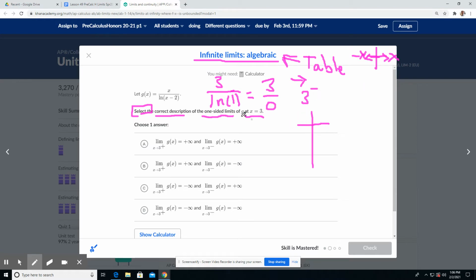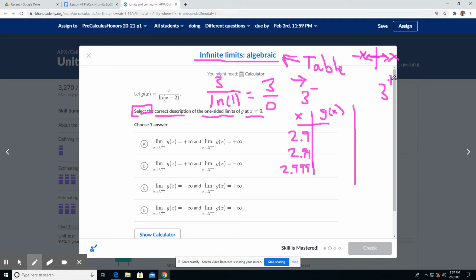Anyway, we are looking at our x values and our g of x values, so we have to plug these into a calculator. Our first one would be under 3, so that would be 2.9, and then we'd go 2.99 and 2.999. Usually 3 numbers is good enough to see what the behavior is. We also want to do the other side.